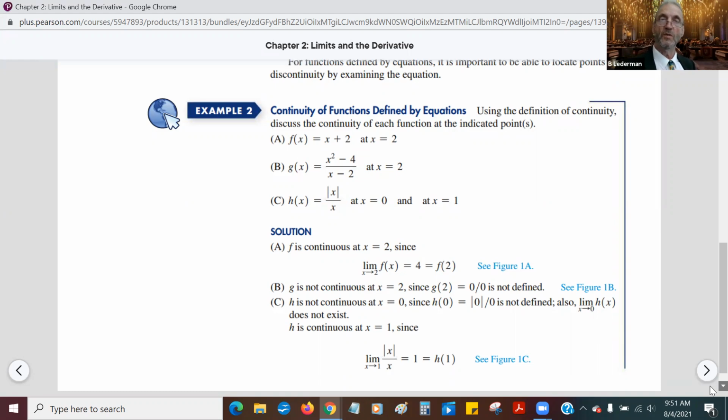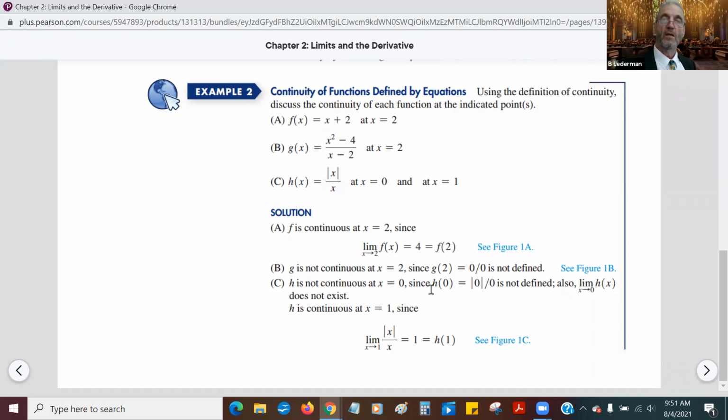And this one here is not continuous when x equals 0, because if I plug 0 in, I get the absolute value of 0 divided by 0, and that's not defined. And the limit as x approaches 0 of h of x also doesn't exist, similar reason. And h is continuous when x equals 1, because there the limit is just 1. So that's the way this works. And that is the very fascinating story.